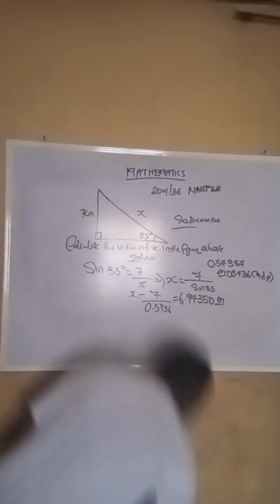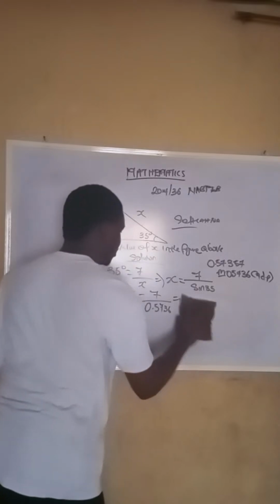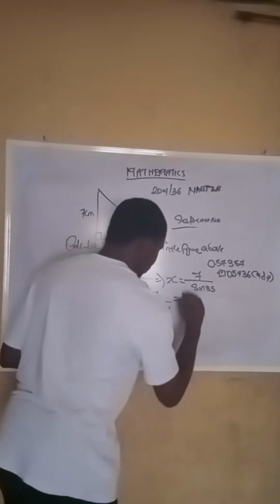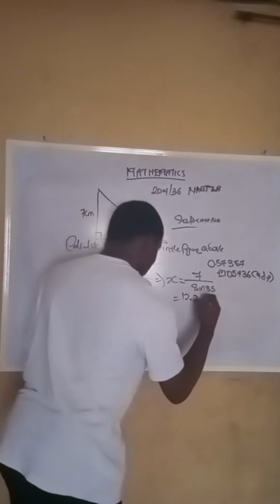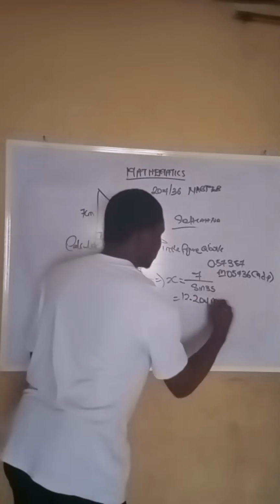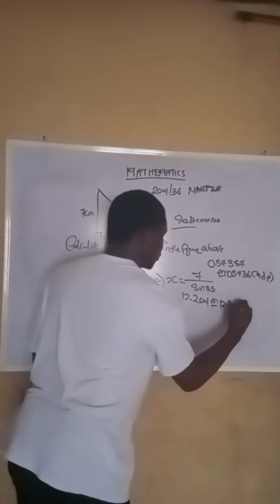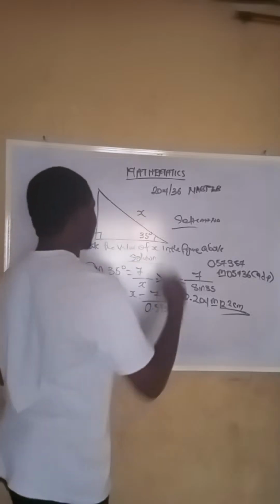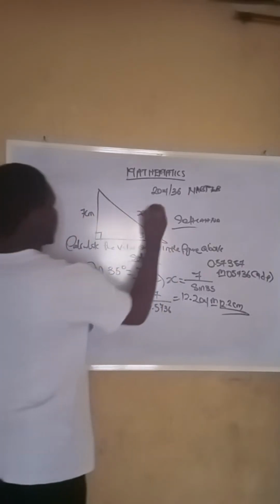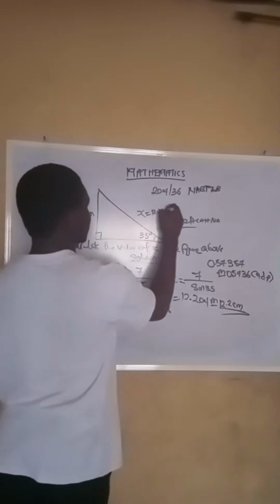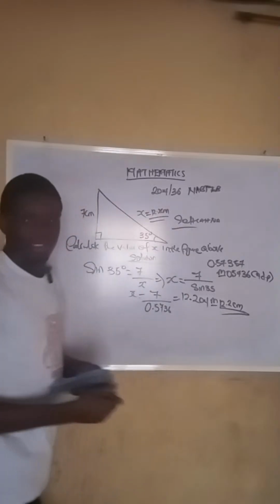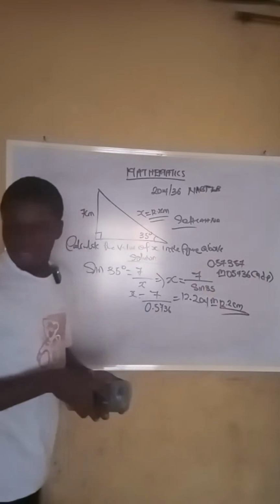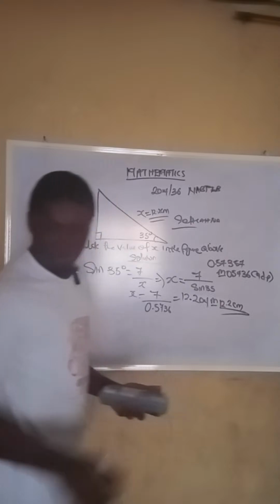Okay, I made a mistake. Sorry, I just discovered that. This is equal to 12.204, which is approximately 12.2 centimeters. 12.2 centimeters is the value of x. X is equal to 12.2 centimeters. Are you following me? If you're following me, let me know your thoughts.